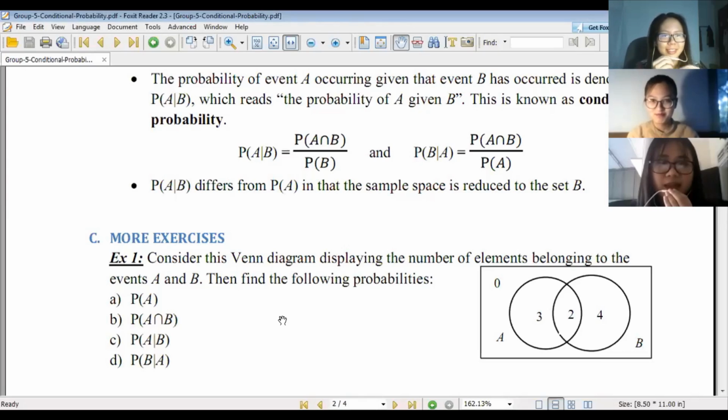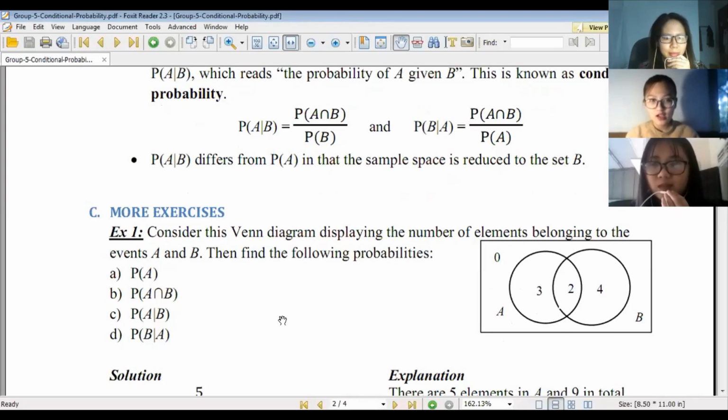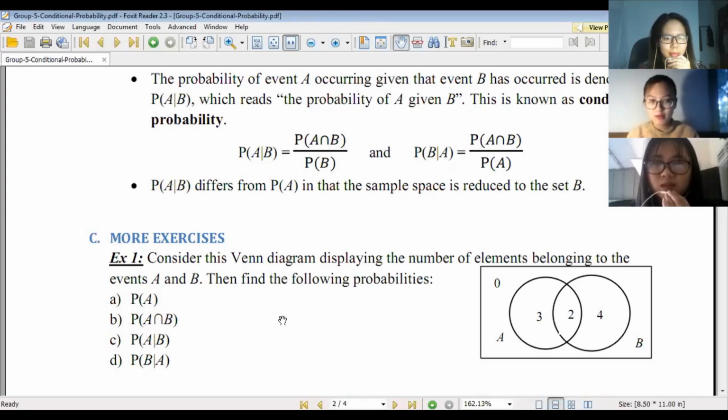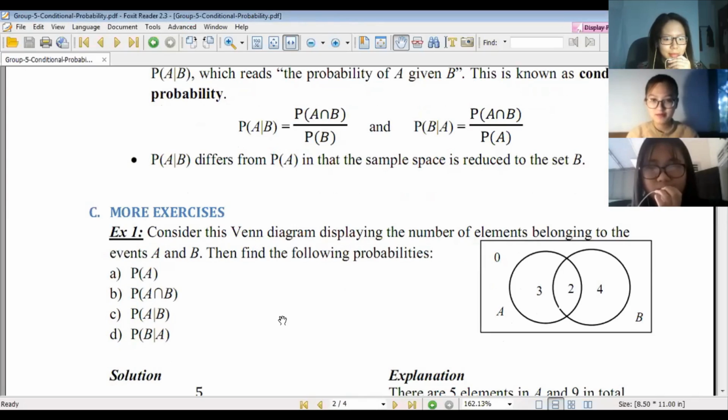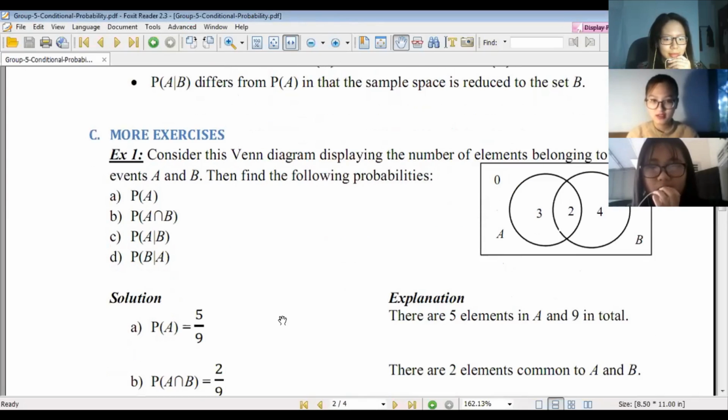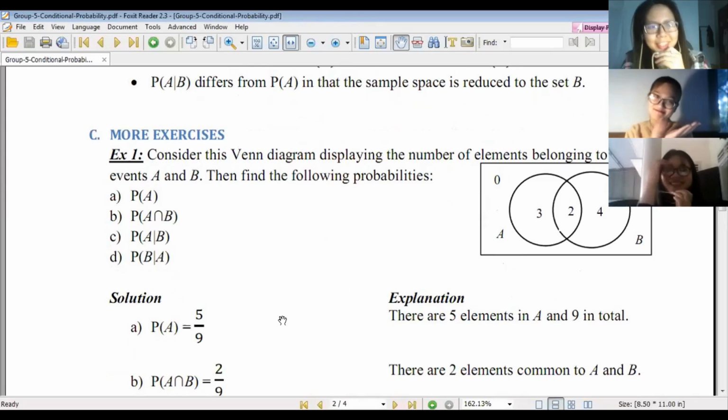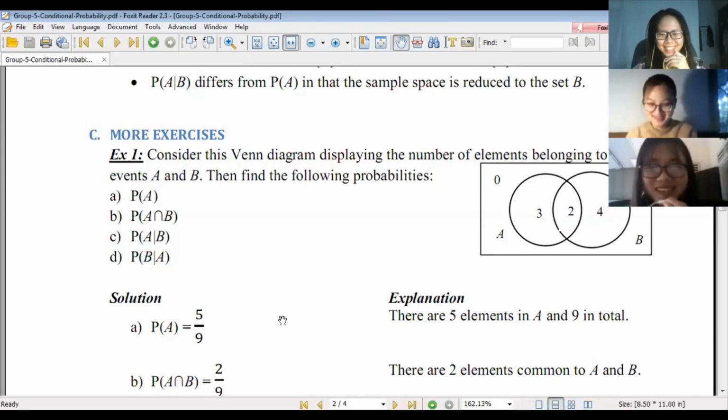Can you give me the result of question B? The number of A and B is 2, and the number of elements in the sample space is 9. So the answer is 2 over 9. Okay, well done. So let me check. Yes, correct. Hand clap, please.